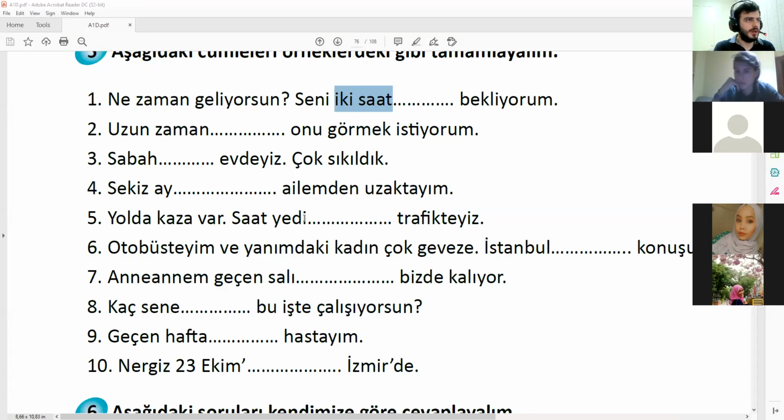So for number 5, we said yolda kaza var. Saat 7'den beri trafikteyiz. We said 8'lerde for this one. We said sabahtan beri. We say uzun zamandır. It's also possible to say dan beri. And this one we said 2 saattir. That's why in number 1 you use dır, because it's 2 hours. But this one is from 7 o'clock.